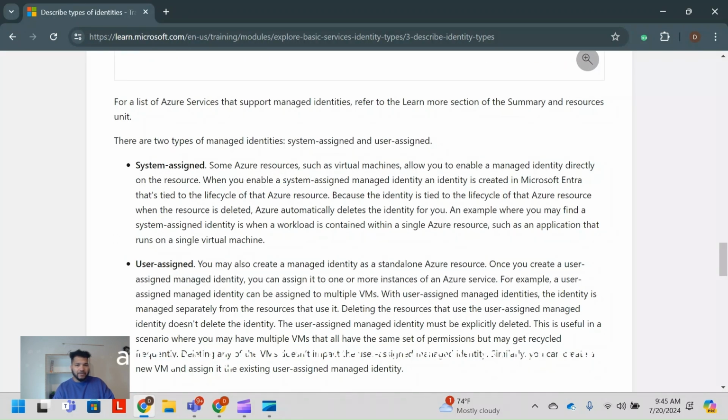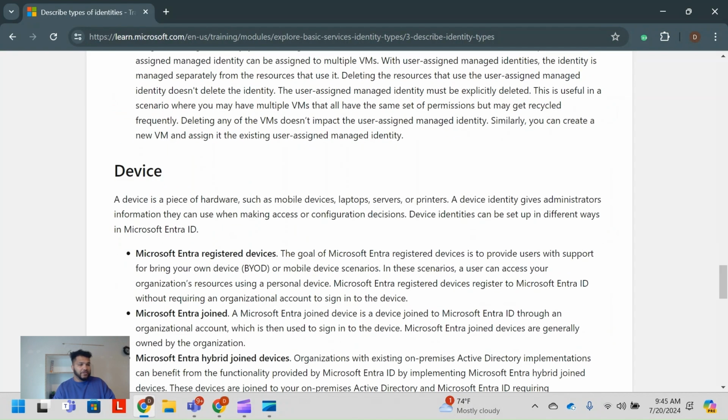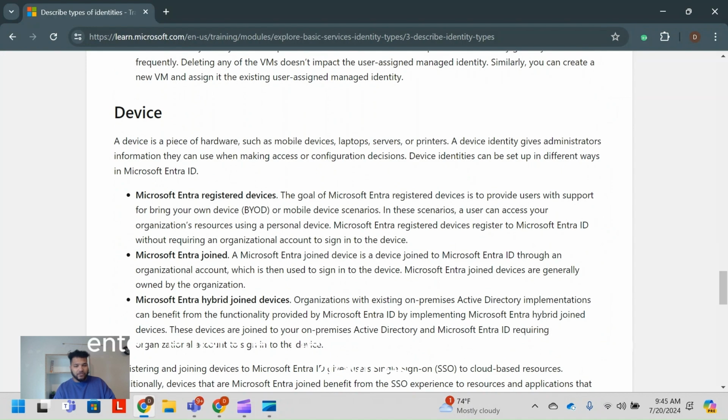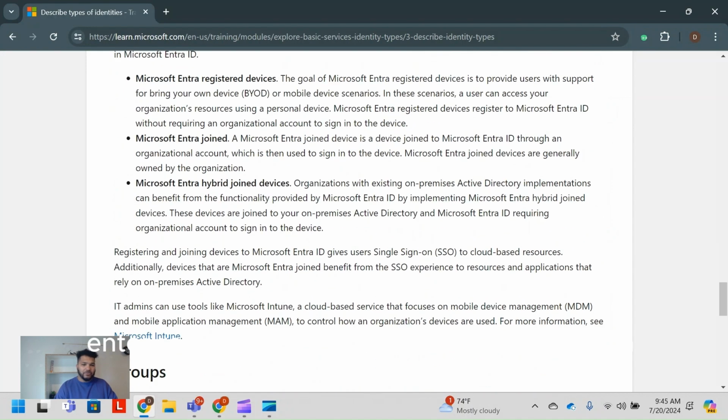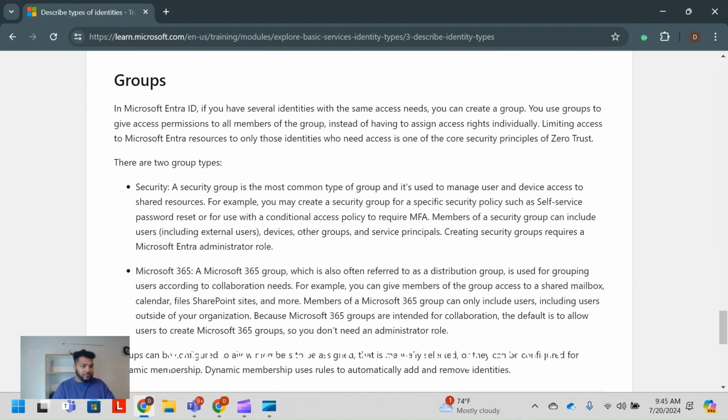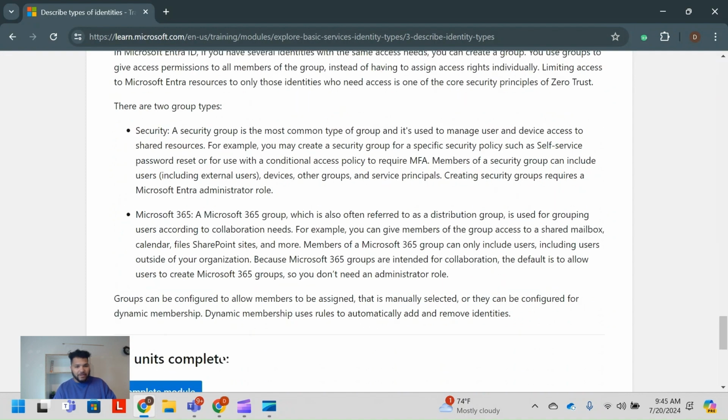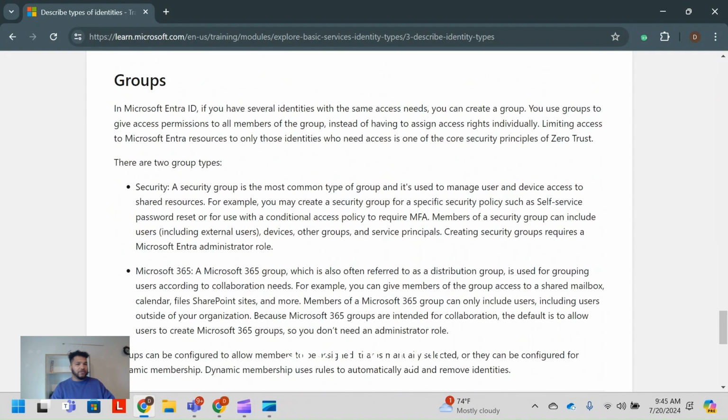And you get the two different types of managed identities, which are system assigned and user assigned. You have device identities: Entra registered devices, Entra joined, and hybrid joined devices. You have groups, security group or Microsoft 365 group. All kinds, so you have to understand the basics of each.